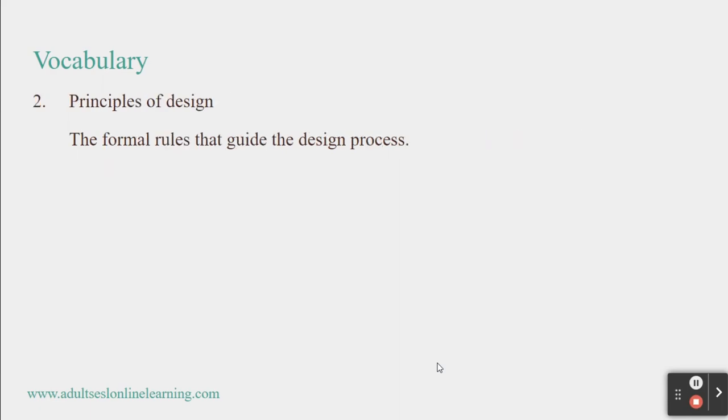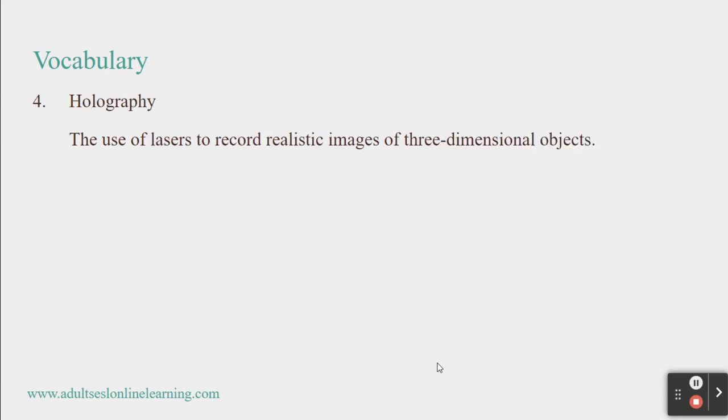Number 1, graphic communications. The technology field focused on sending messages and other information using visual means. Number 2, principles of design. The formal rules that guide the design process. Number 3, digital workflow. The use of computers in each stage of the design process. Number 4, holography. The use of lasers to record realistic images of three-dimensional objects.